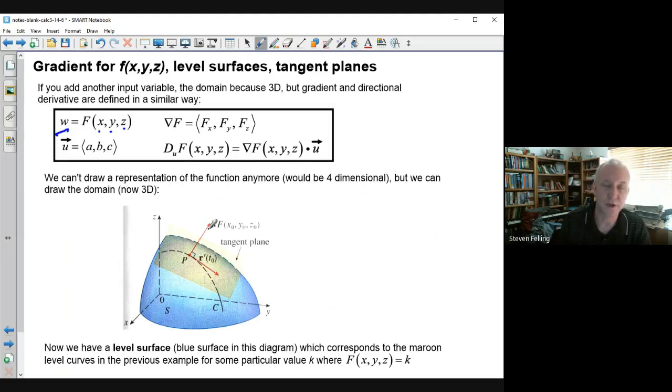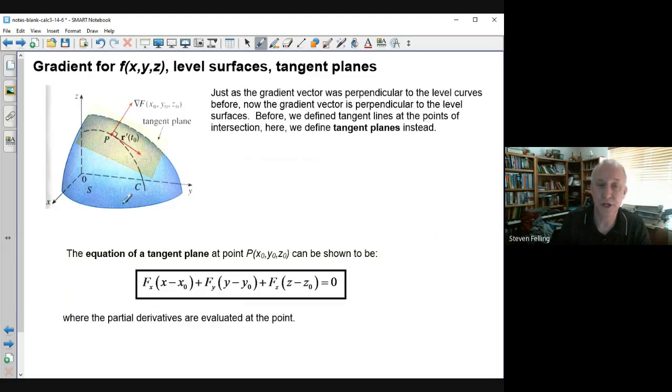And it turns out that the gradient is perpendicular to the tangent surfaces, and therefore to the tangent planes, because that's the direction of maximum increase of the function value. But it's much harder to draw because the domain itself is 3D, and then each one of these surfaces would have a particular fourth dimensional number. So instead of level curves, we have level surfaces. Instead of tangent lines, we have tangent planes.